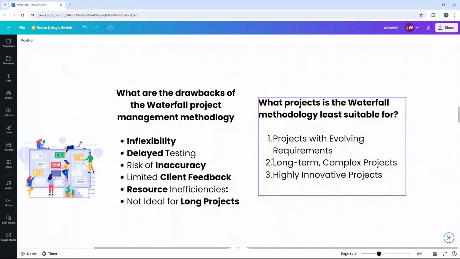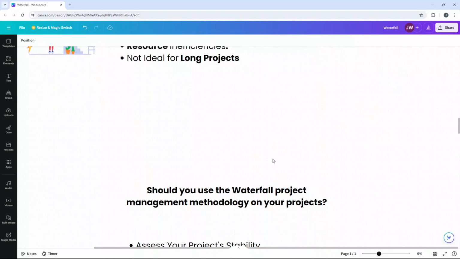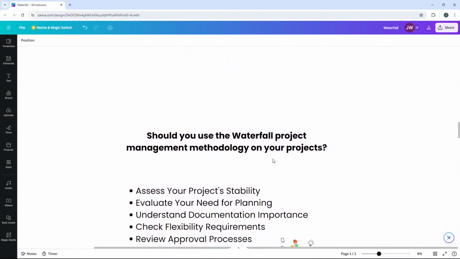And lastly, highly innovative projects. Research and development in fields like biotechnology, where outcomes are uncertain and continuous experimentation and adaptation are required, they just do not fit well with Waterfall's sequential nature. So, should you use the Waterfall project management methodology on your projects?